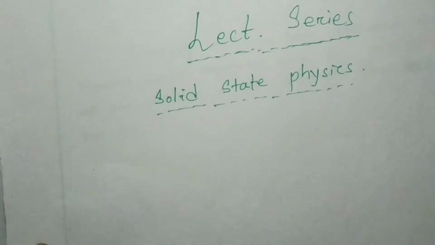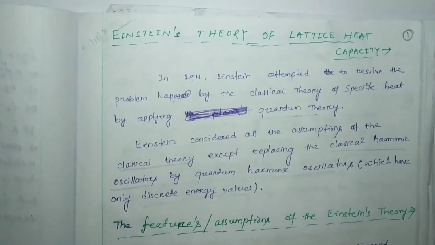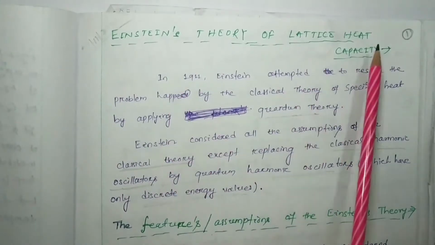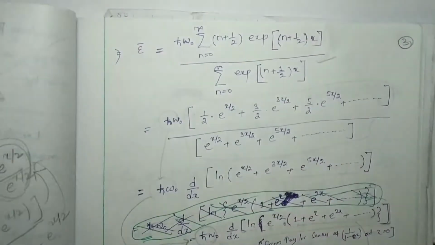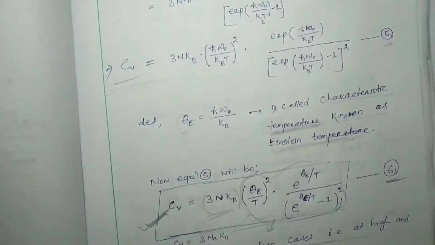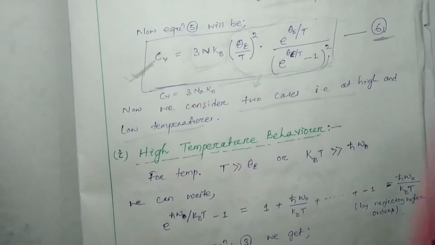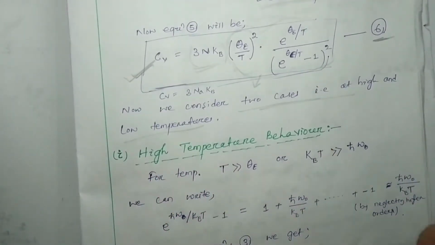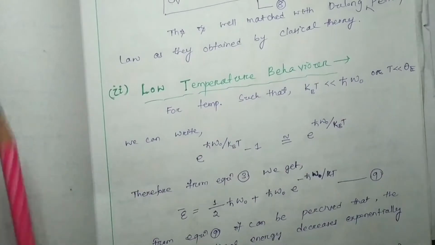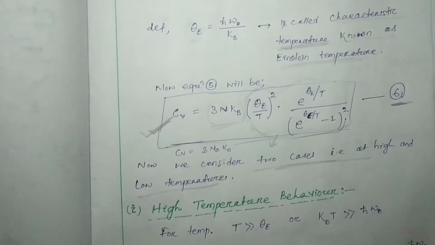In our last class, we discussed the first half of Einstein's theory of lattice heat capacity. Up to this much we discussed step by step, up to equation number 6. Today we are going to discuss the high temperature behavior and then the low temperature behavior. So up to this much.